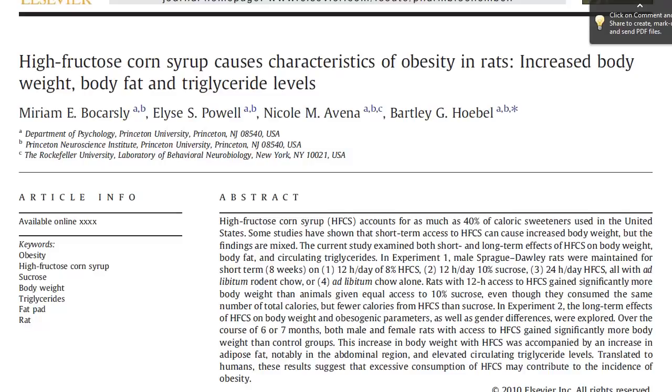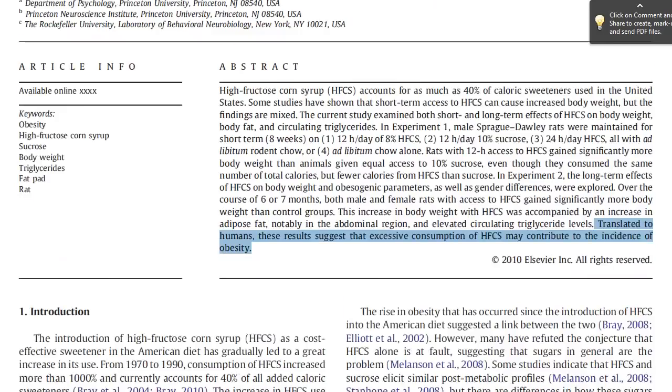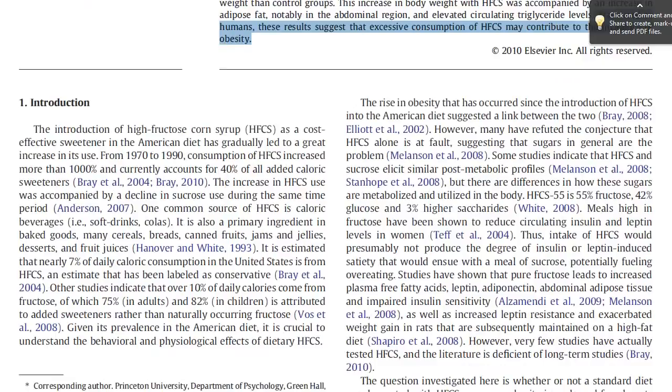Rats with 12-hour access to HFCS gain significantly more body weight than animals given equal access to 10% sucrose, even though they consume the same number of total calories, but fewer calories from HFCS than sucrose. The last statement is, translated to humans, these results suggest that excessive consumption of HFCS may contribute to the incidence of obesity.